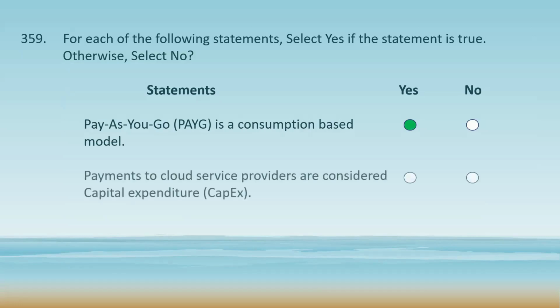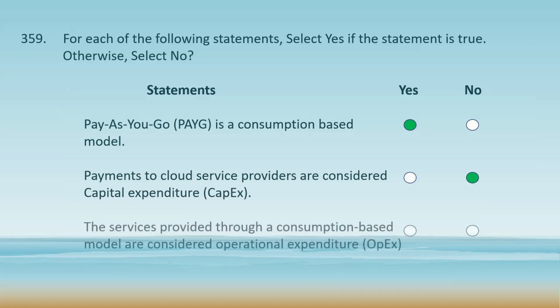The second statement is payments to cloud service providers are considered capital expenditure or CapEx. This statement is incorrect. Those payments are considered as operational expenditure. And the third and final statement here is the services provided through a consumption-based model are considered operational expenditure, OpEx.